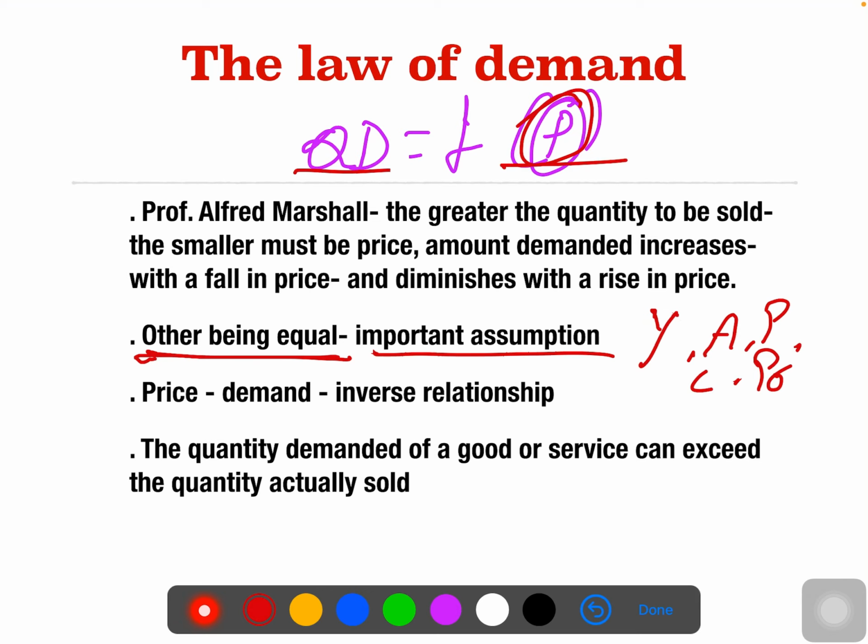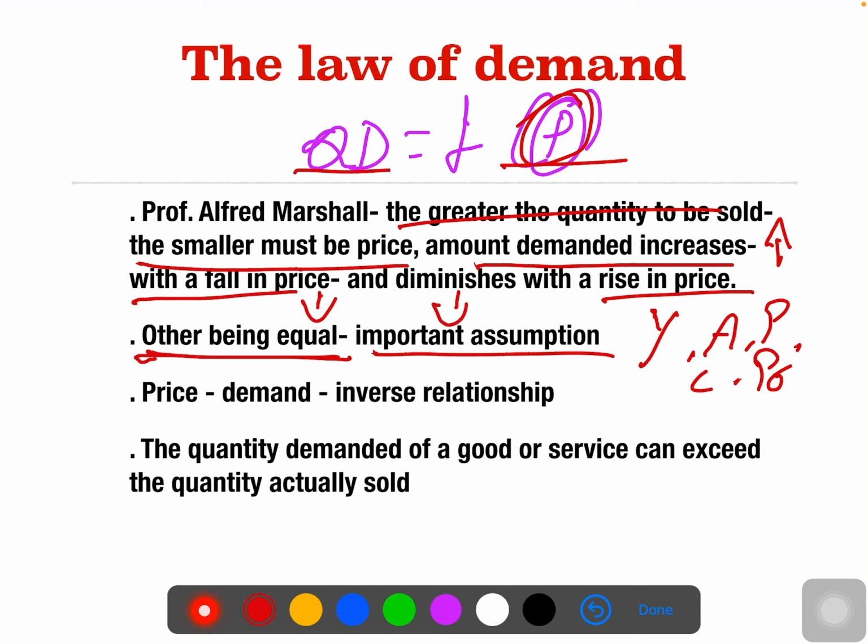Professor Alfred Marshall, one of the economists, came up with a definition of the law of demand. He says the greater the quantity to be sold, the lower the price of that good must be. If the amount demanded is going to increase, the price should be less. It should diminish with a rise in the price.